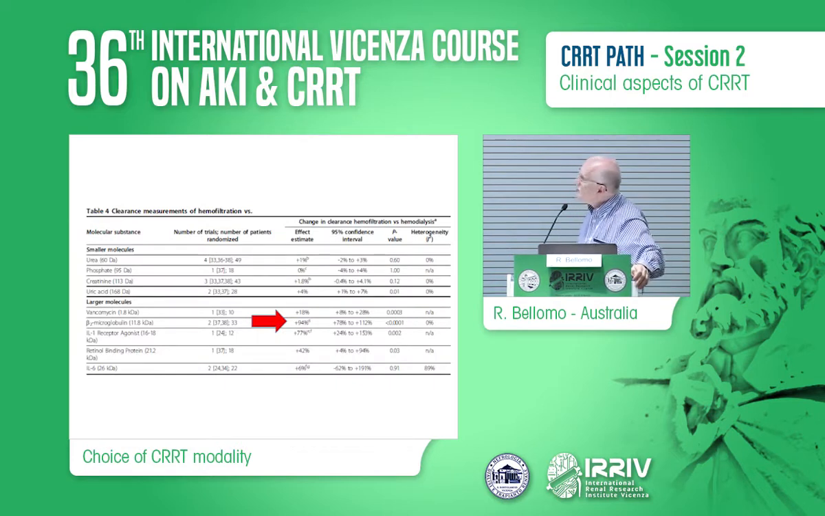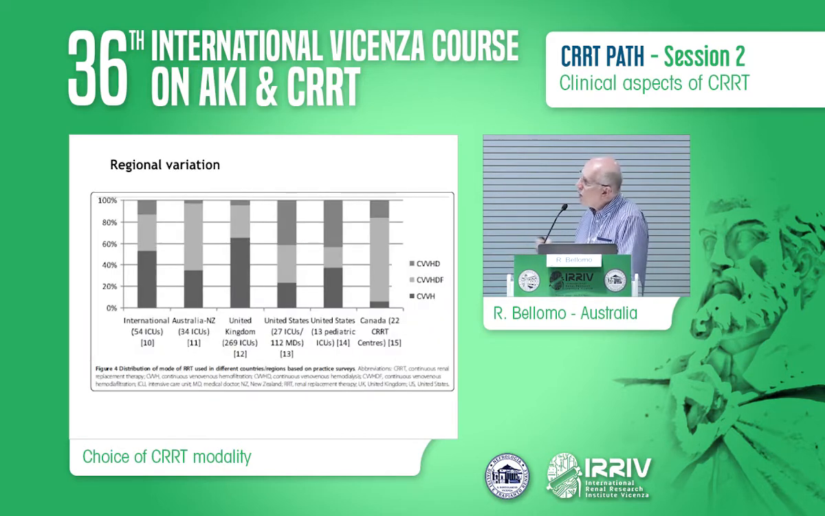Now, there was also a signal, as you would expect, that if you were doing convective therapy, there was greater clearance of middle molecules, as in this particular case, using beta-2 microglobulin as a marker of middle molecules. And this confirms what we know, that CVVHD with diffusive therapy will not be a good therapy for middle molecular removal, but it's gentler on the filter because it doesn't have the convective component, and therefore it's likely to be associated with longer filter life.